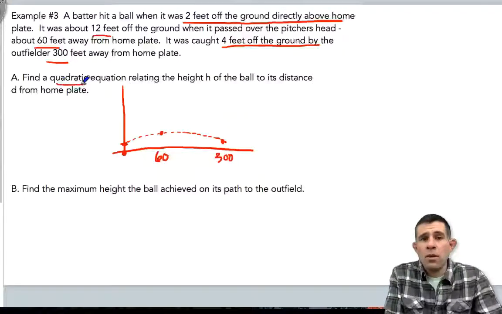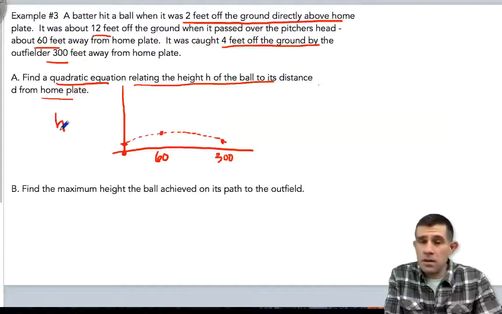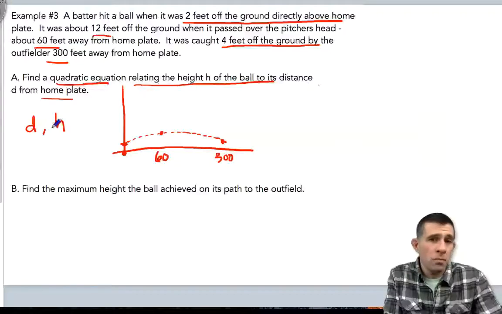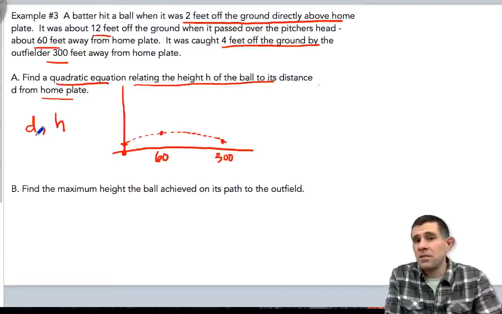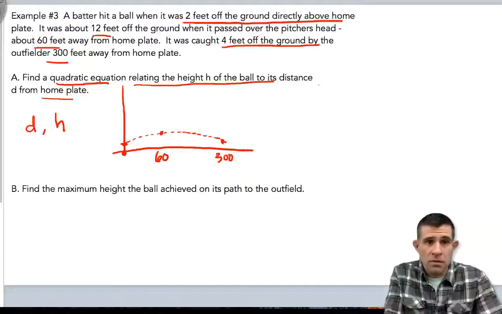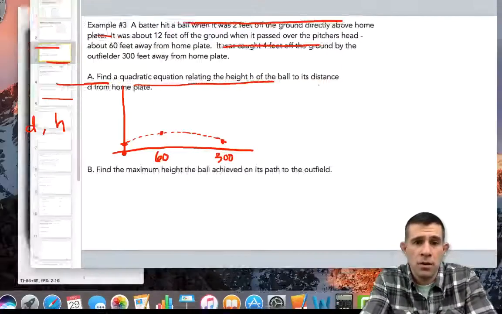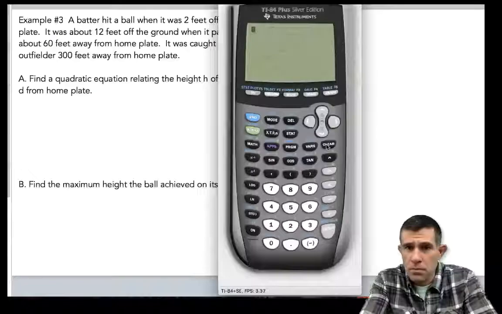and we want to find the quadratic equation that relates the height of the ball to its distance from home plate. So h is going to be our dependent variable, and d is going to be our independent variable, because the height will depend on the distance it is from home plate. So what we're going to do is use our graphing calculator to do this one. So go ahead and switch back over to your graphing calculator.